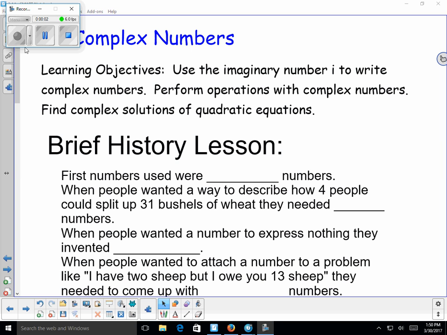Okay, so we are looking at section 2.4 on complex numbers. The learning objectives are to use the imaginary number i to write complex numbers, perform operations with complex numbers, and find complex solutions of quadratic equations. But we're going to start with a brief history lesson of numbers.